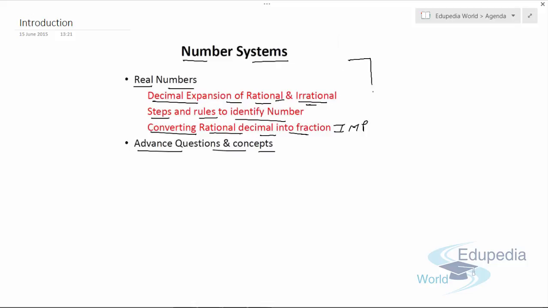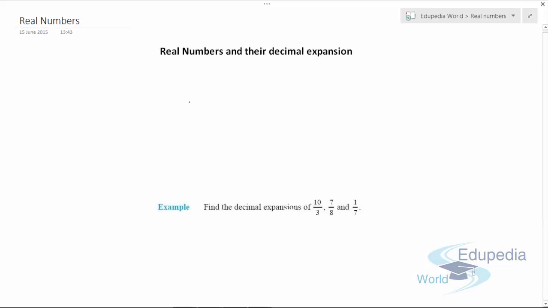So we follow the same strategy and plan again. We'll explain each and every concept through the example. So let's get started with the first concept, which is what are real numbers first. Okay, now the topic is the real numbers and their decimal expansion.